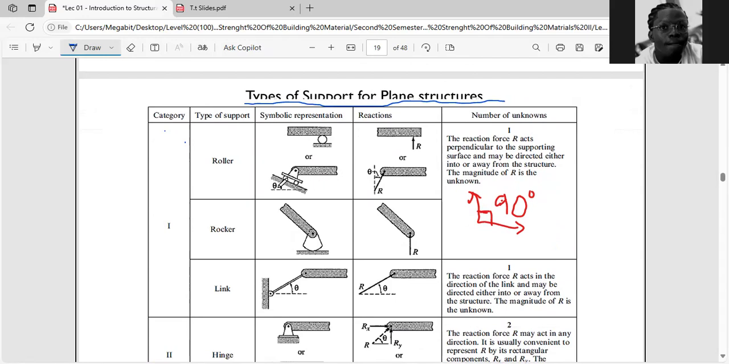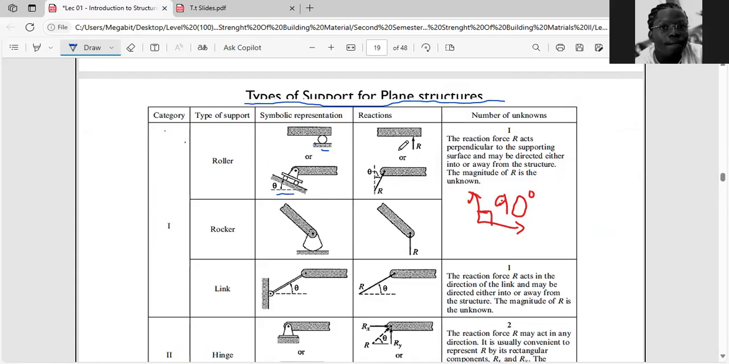Good. Let's look at the roller, rocker, or link. You realize that the roller support is having just a round ball that is serving as the support. Take note, in questions, it may either be represented as this or this. This and this are all the same thing. Don't let this confuse you for something else. I'll come back to this later.